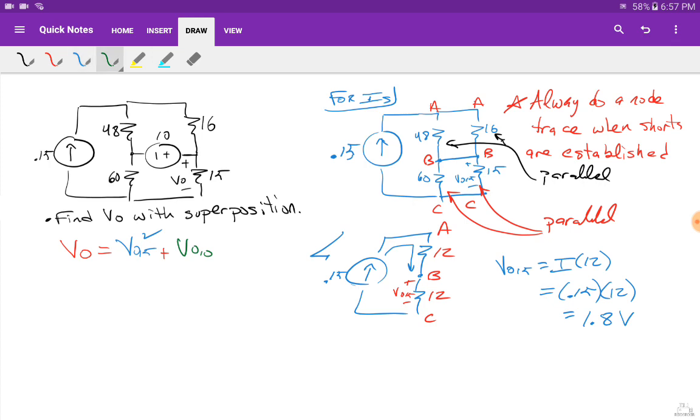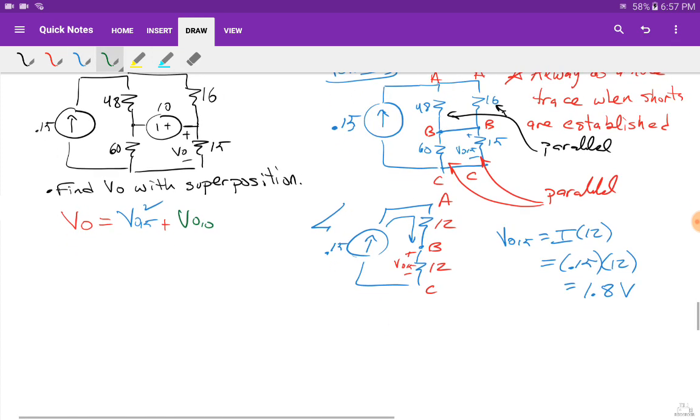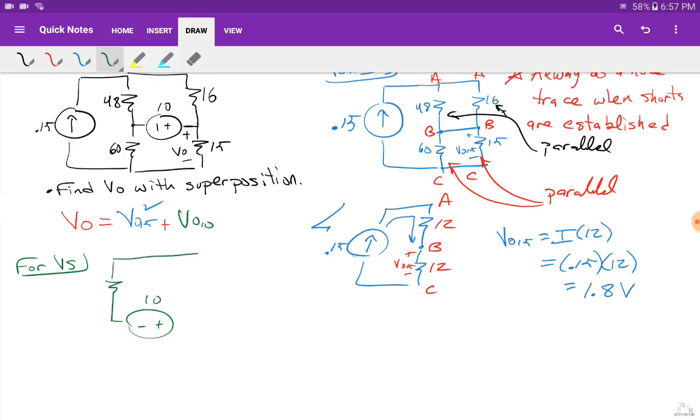Second part is looking for the contribution from this 10 volt source. So I'll do it here. I'll just say for the voltage source, draw my voltage source, plus minus 10, resistor here, resistor here, resistor here, and resistor there. That one was ugly.